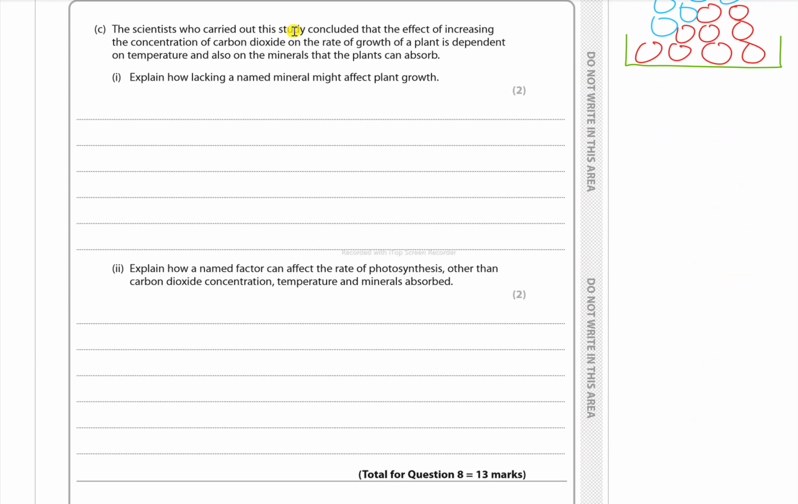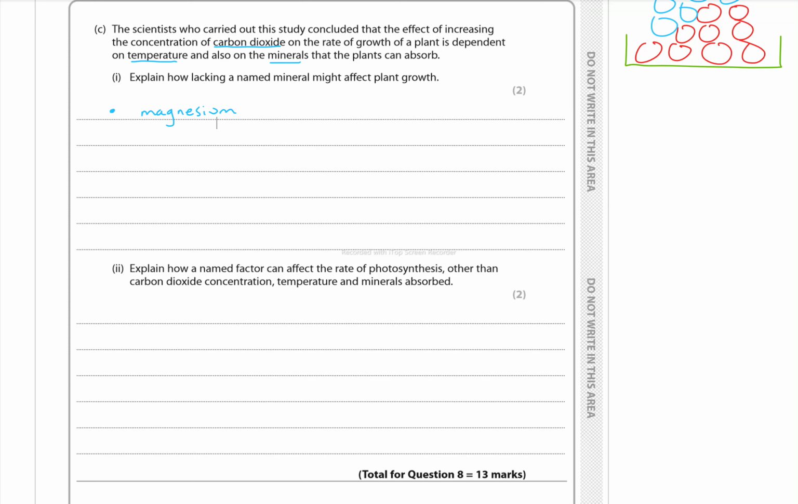Scientists carried out a study and concluded that the increase in CO2 is dependent on the temperature and also the minerals that the plant can absorb. So it was temperature, CO2, and minerals. Explain how lacking a named mineral might affect it. Remember what we said about minerals? The ones I always go for are magnesium and nitrate.